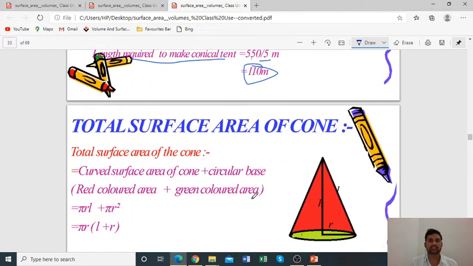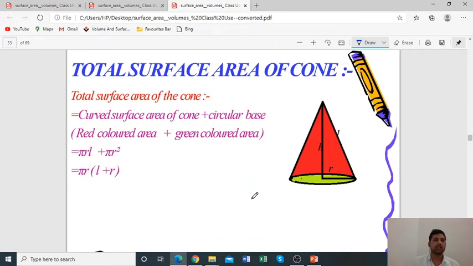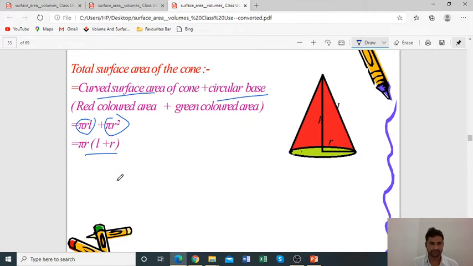Okay. Next, total surface area of cone. Total surface area of cone is equal to curved surface area of cone plus circular base. Okay. Curved surface area of cone is pi r L and circular base area is pi r square. So sum of pi r L plus pi r square. So pi r is common, bracket L plus r. So total surface area is pi r bracket L plus r.